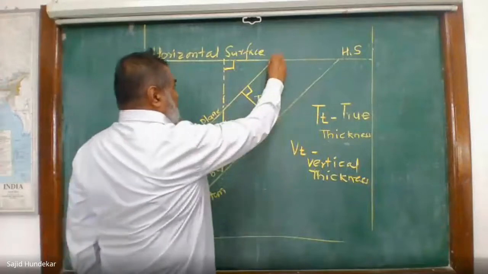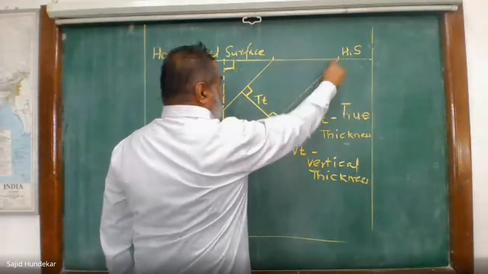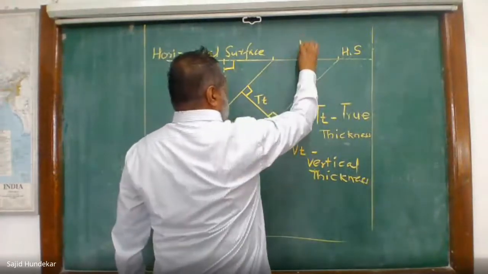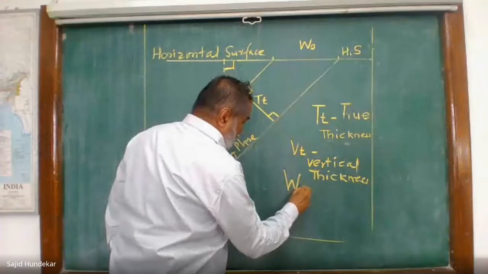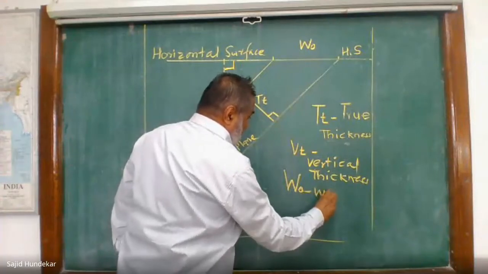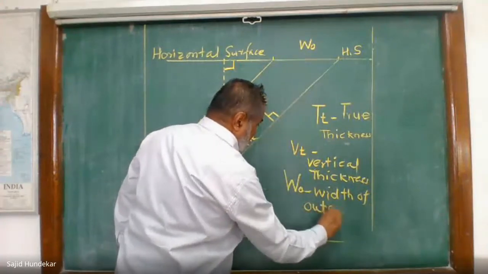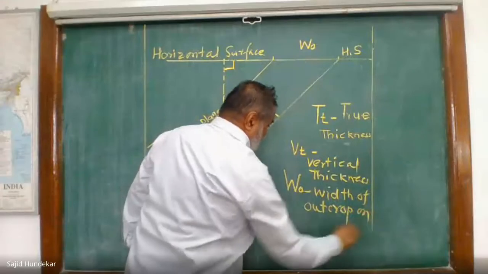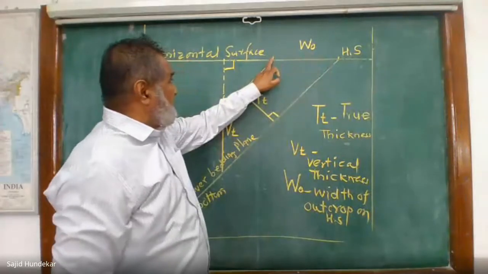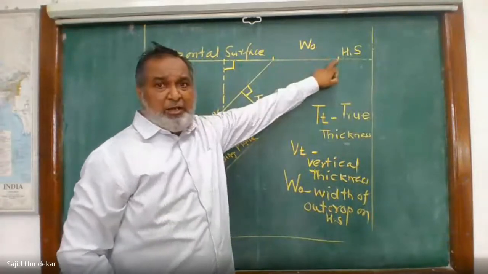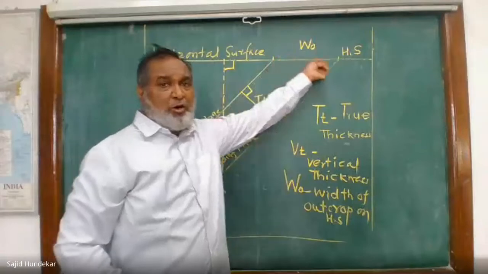Then, this is the top bedding plane, and this is the bottom bedding plane, which is exposed on the horizontal surface. This distance, if you measure, is called the width of outcrop, W. So this is called the width of outcrop on horizontal floor. Width of outcrop on HS, on horizontal surface. If you measure the distance between the top bedding plane and the bottom bedding plane, this distance is called the width of outcrop on horizontal surface.